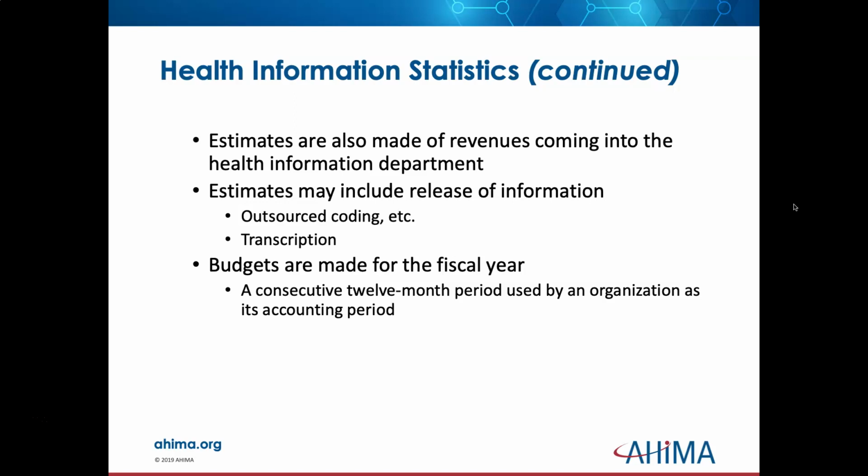So budgets are made for a fiscal year. This is a consecutive 12-month period. It may be January to December, but most are not. Some start July 1st and end June 30th. Some start October 1st with the federal government and run through September 30th. And it is entirely up to your organization as to when its fiscal year is. They set that.